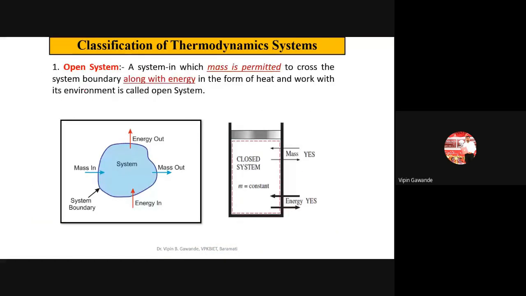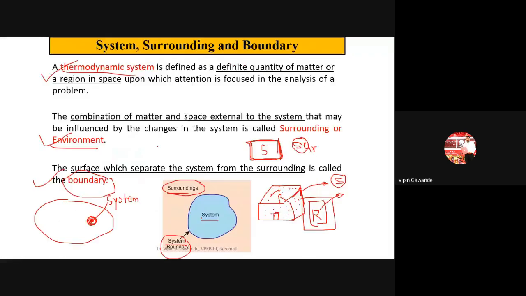Now we'll see the different types of systems. We have seen the system, which is everything under consideration for our study.